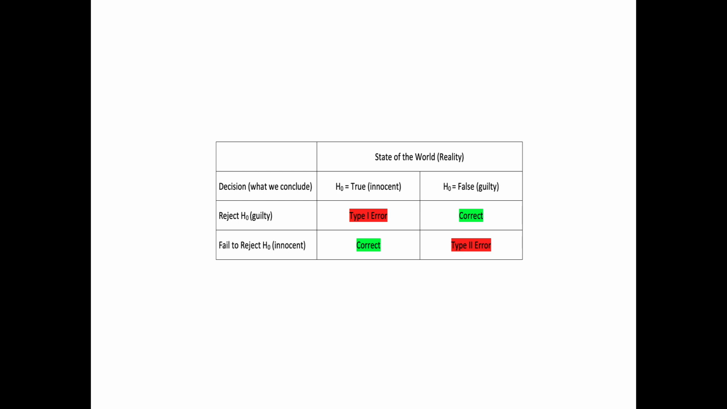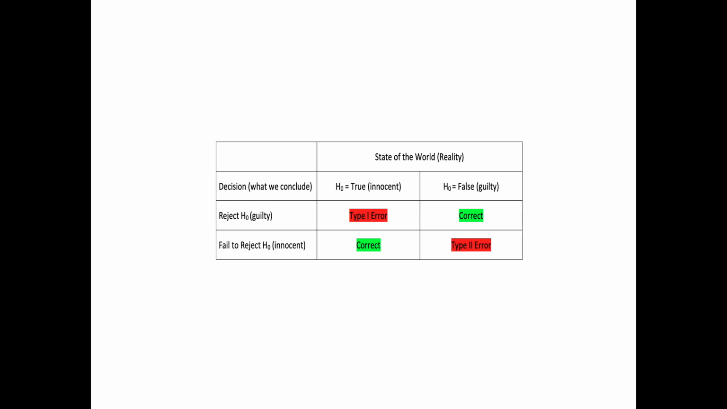So if you look at our table, in the columns we have the state of the world. The state of the world refers to reality, how it really is. What is the actual state of the null hypothesis? So in reality, the null hypothesis can be true or it can be false. That is, the person or variable can be innocent, X did not have an impact on Y in reality, or X could be guilty, X does cause Y in reality.